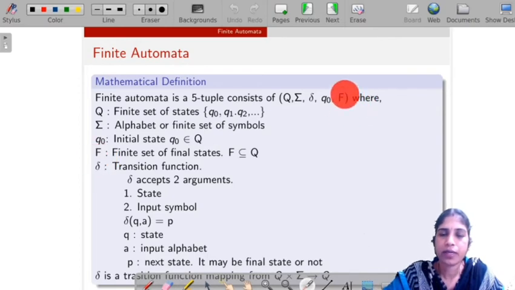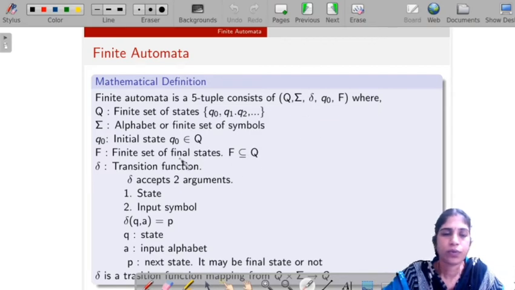Next is final state. Final state is the finite set of final states. Okay, finite set of final states. That means the number of final states in the system must be finite. That means they are members of Q itself. Okay, final states are members of Q itself. So we can write it as F is a subset of or equal to Q, capital Q. Q is the finite set of states.